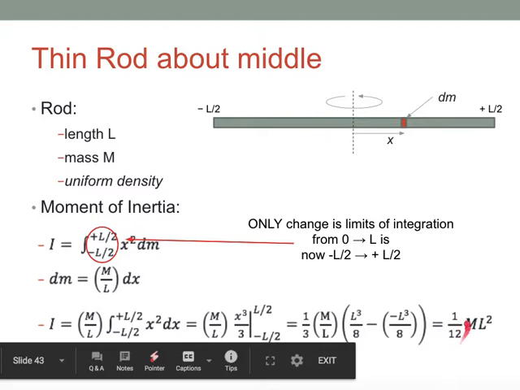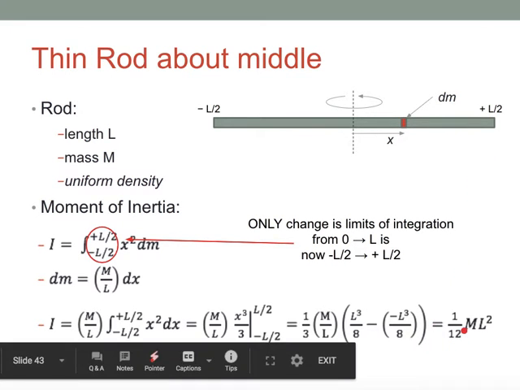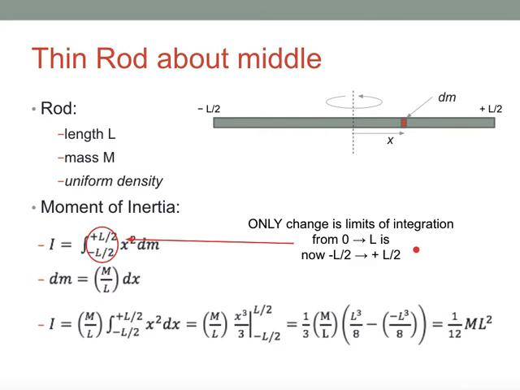Notice this is smaller because now more of the mass is closer to the axis of rotation, and the furthest the mass is ever from the axis of rotation is half the length, whereas before it was the full length. So this is significantly smaller. It's a 1/12 ML squared rather than 1/3 ML squared. So we'd expect the moment of inertia to be smaller, and it is.